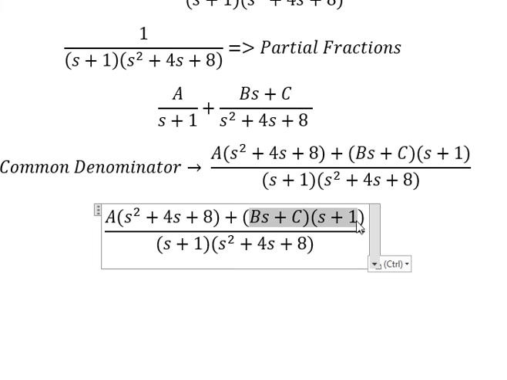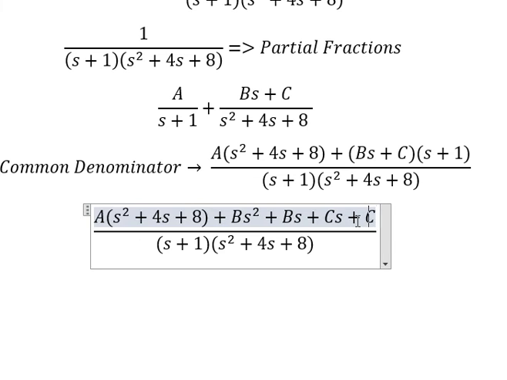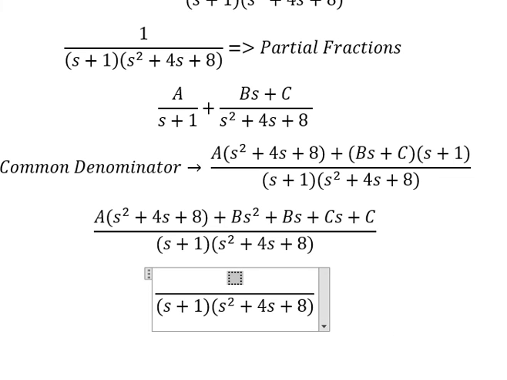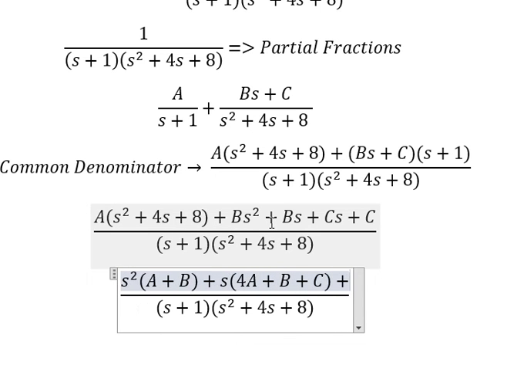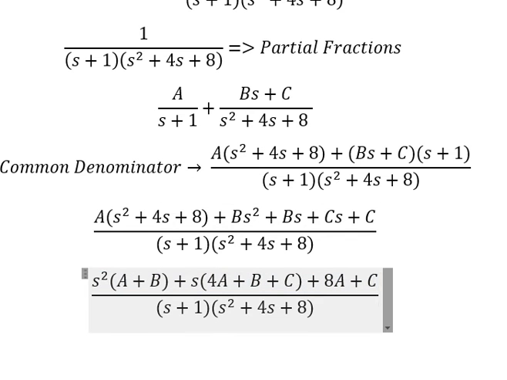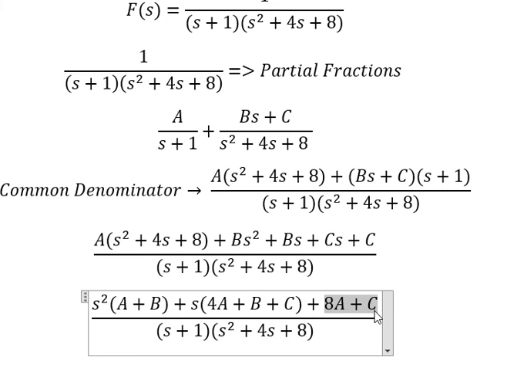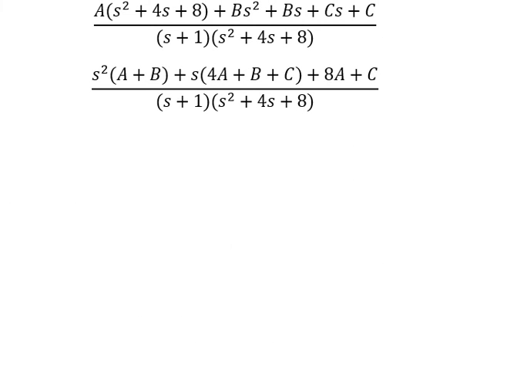So we need to expand this one. Next, we need to arrange based on the terms of s. For s squared, we have A and B. For s, we have 4A plus B plus C. For the numbers, we have 8A plus C. Now, we need to compare coefficients. We just have only number 1. So this one equals 1. We don't have s and s squared, so this one and this one equal 0. And now we create the system of equations.